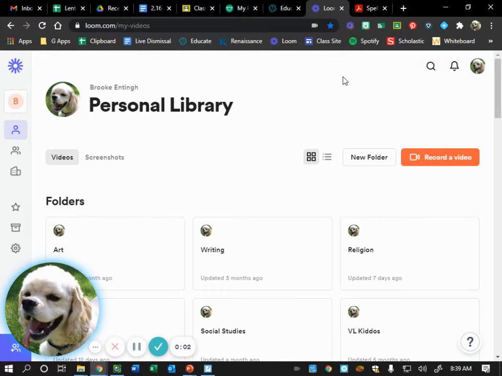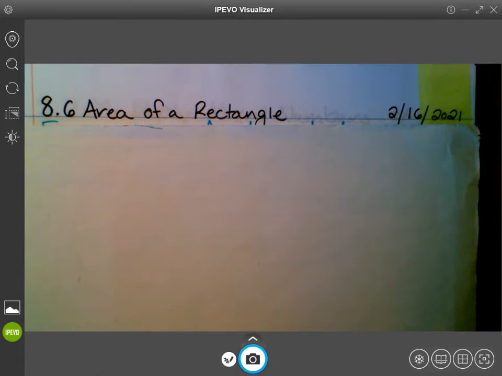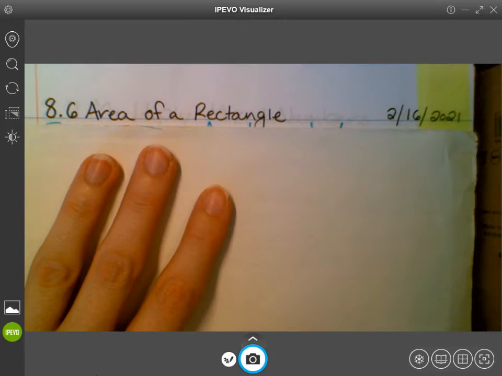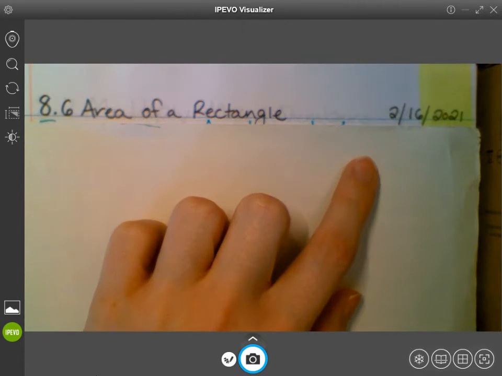Okay, we are going to open up to the next clean page in our math notebooks. And this is what our title will be at the top. So 8.6, area of a rectangle, 2/16/2021.